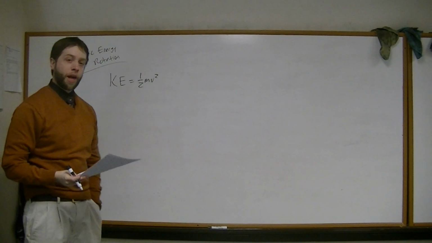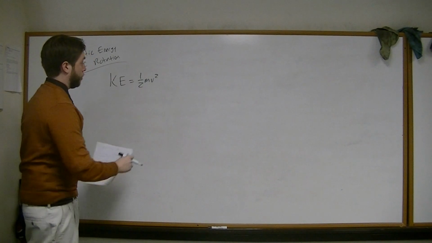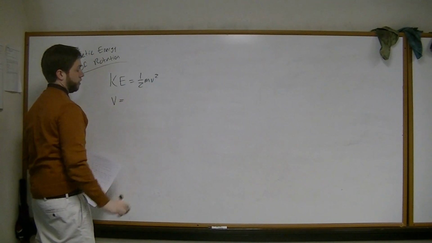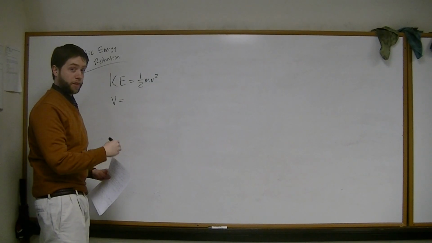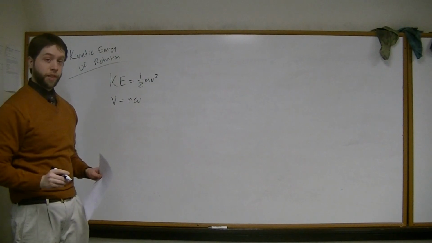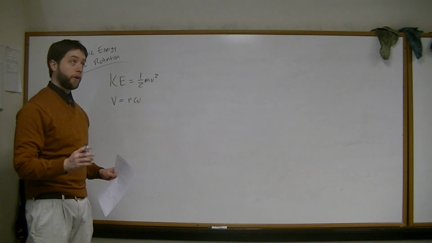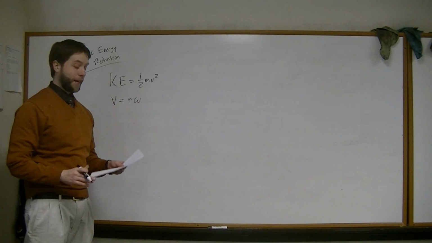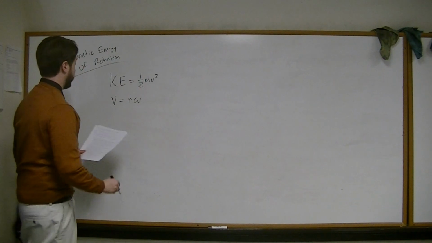But we just talked about how we can relate linear motion to angular motion through the equation that the angular velocity multiplied by the radius gives us the linear velocity. So linear velocity is equal to r omega. V is the linear velocity, r is the radius of whatever kind of angle we're traversing, and omega is the angular velocity. Let's substitute this into our kinetic energy equation.